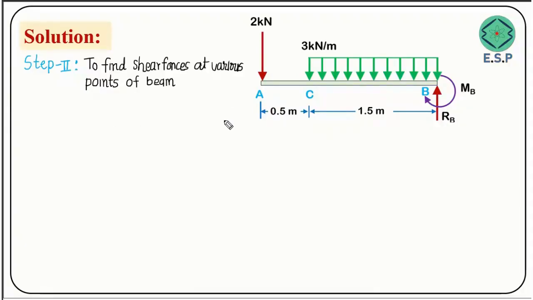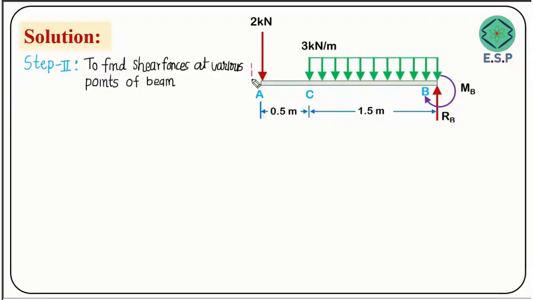What we can do is start from here. Generally, when we do a cantilever beam, it is better to start from the free end, because if you start from the free end, the procedure becomes quite simple. So let me show you how. I'm going to start from here, let's say.